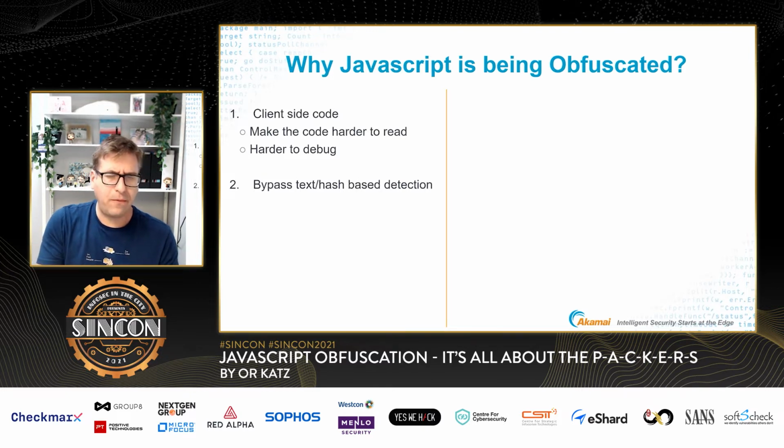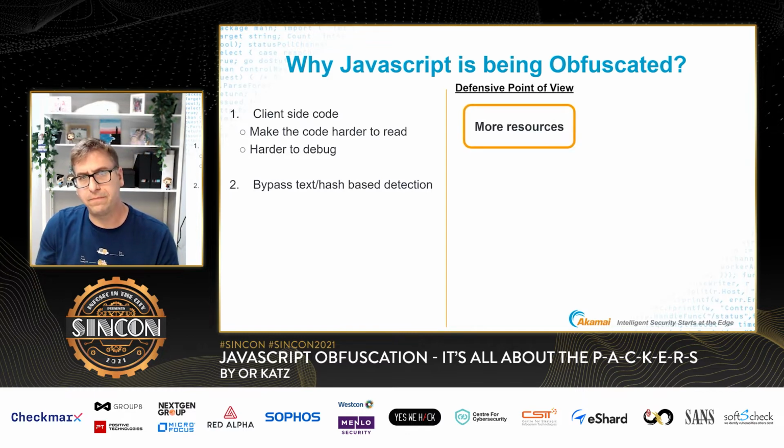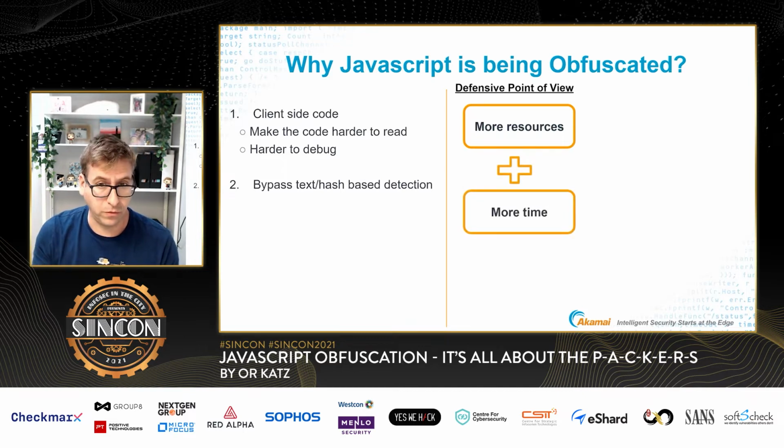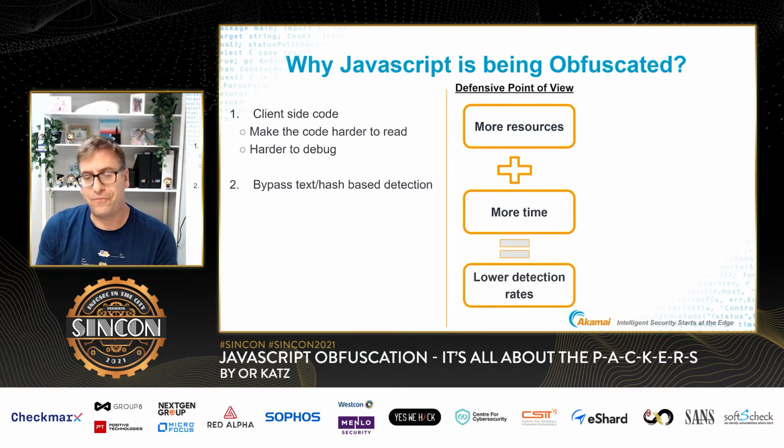In order to elaborate more on my concept of why JavaScript is being obfuscated, I'll try to look into that from an adversary point of view, right? So again, adversary, but before that, let's look at the defensive point of view. Once you have more resources required from you, and more time required from you, in order to detect a given file as malicious, that will end up with lower detection rates. That's the equation that I have in mind, right? Whether you agree with that or not, it's a matter of concept.